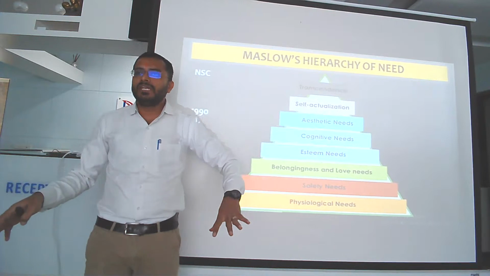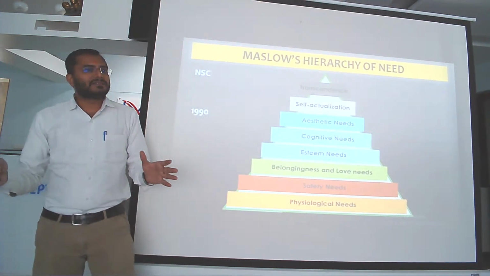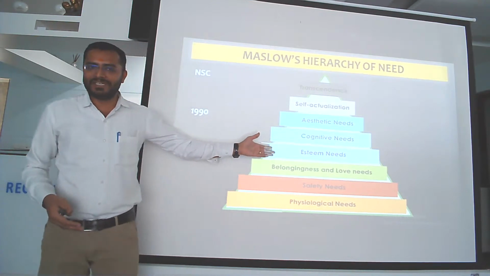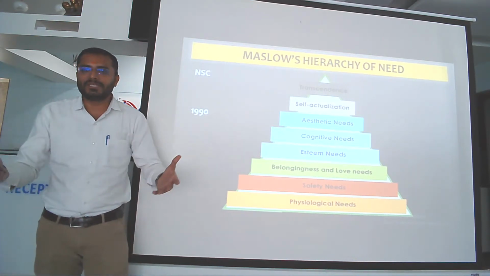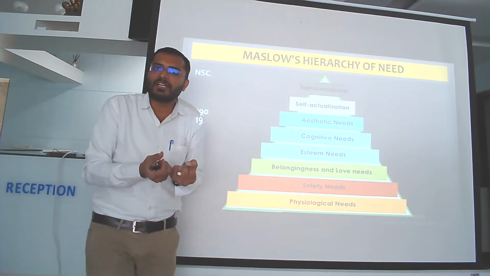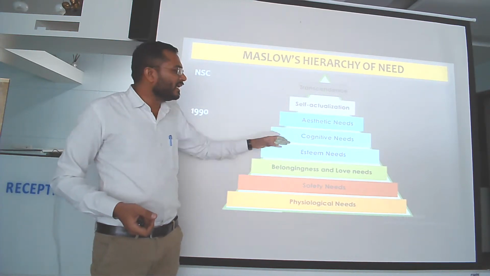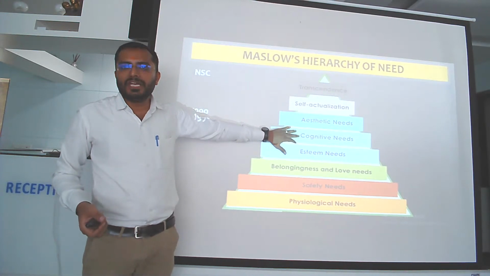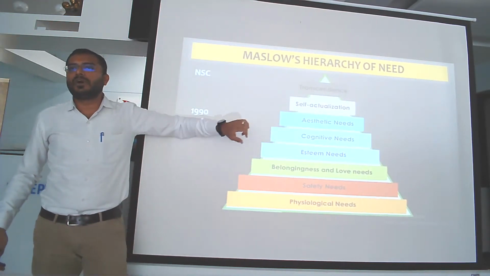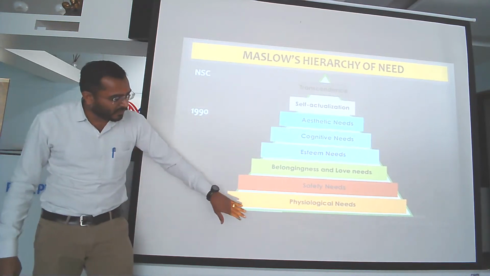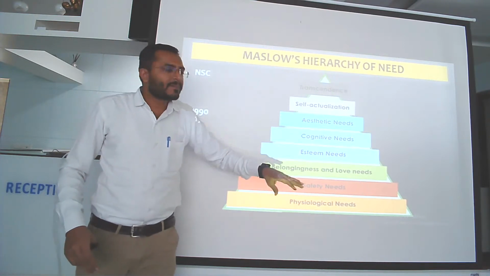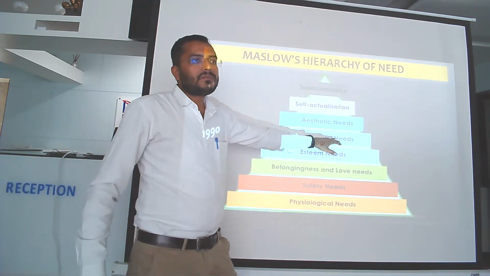What is the cognitive need? Always we are seekers of knowledge. Right now our need is cognitive need, because we are knowing something. I'm sharing something, sir is sharing something, and we are getting that knowledge. So knowing something is called a cognitive need. And they started to evolve, because this need is for evolution. From basic, I'm going a little bit ahead. So this is a cognitive need.